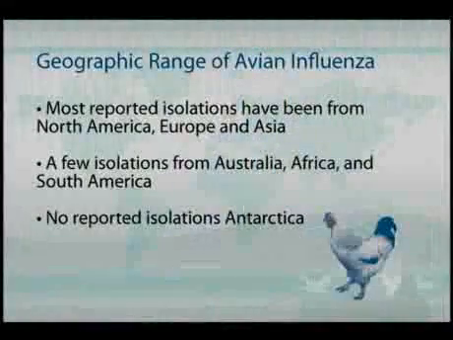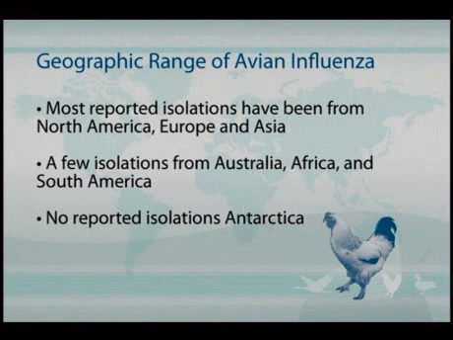Although most of the studies that have been done looking in wild birds for avian influenza have been in the northern hemisphere, in North America and Europe and Asia, we have seen isolations from other places, including Australia, Africa, and South America. And so although I think that there is a higher incidence in the northern hemisphere, the virus can be found worldwide, again, in wild birds, although at this point no isolations have been reported in Antarctica, although there have been some serologic samples positive from penguins showing that they have been infected with avian influenza.